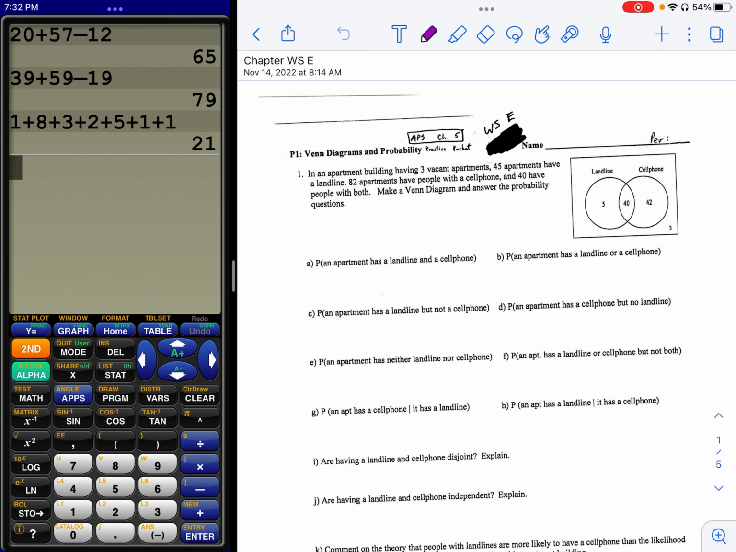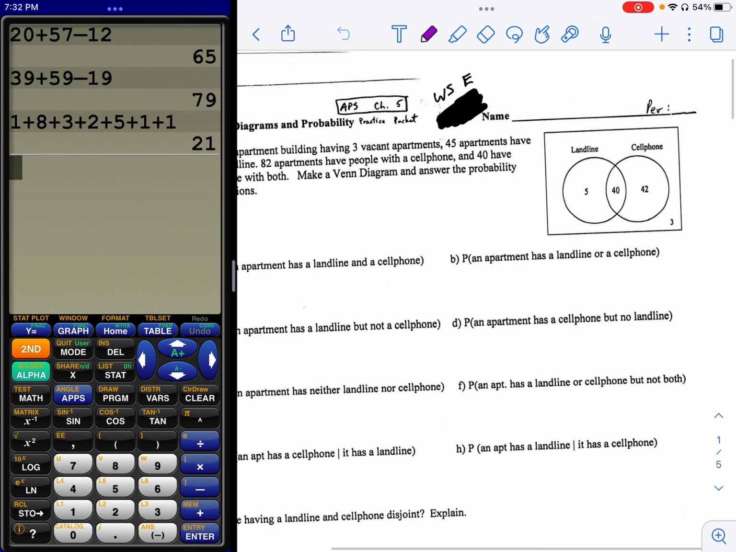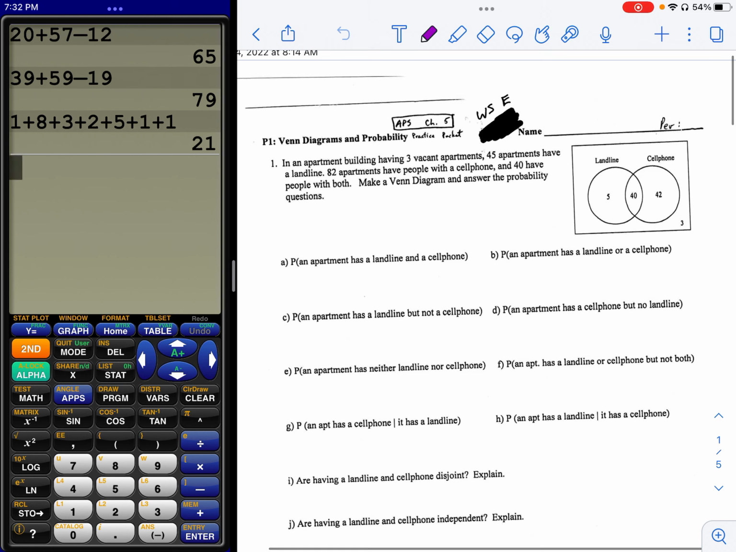This is worksheet E. We're doing Venn diagrams for probability. We have 2 pages, and they each have a context that we're going to get into. So this one is about apartment buildings. How many of them are vacant? Here, 3 vacant ones. 45 have a landline, 82 have people with a cell phone, 40 have people with both.